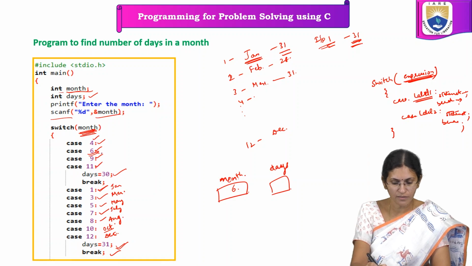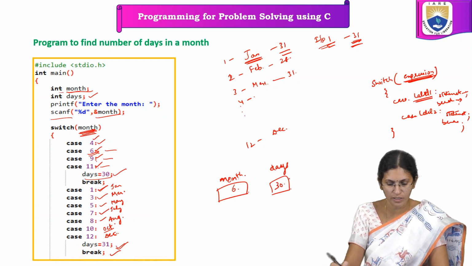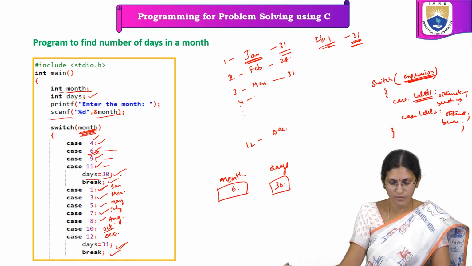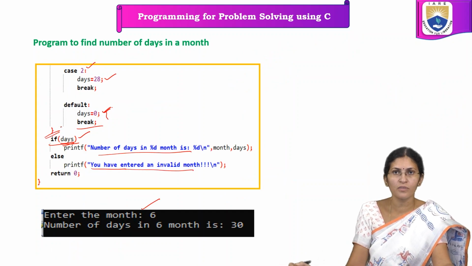So 6, and here we don't have any statement, so it will go to the next case. Here also we don't have any statements, so it will go to the next case, and after that here we have the value of days. So days is equal to 30 here, and then we have the break statement. The break statement will come out of this switch case.